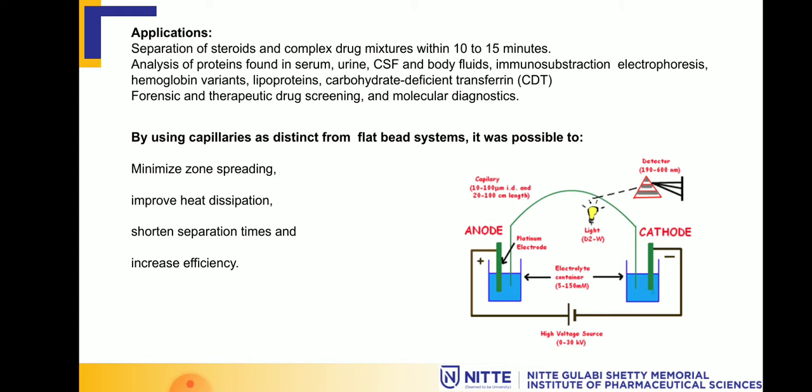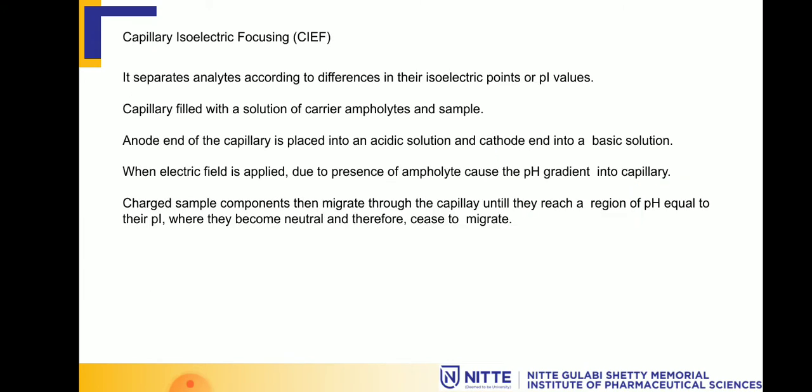So basically, if you look into the application of capillary electrophoresis, I have mentioned here, it is generally used for the separation of steroids, separation of complex drugs, and apart from that, proteins found in serum, urine, CSF, and many more. Apart from this, in biological fluids and in complex drugs, it is even used in forensic and therapeutic drug screening. And we have seen how it increases the efficiency.